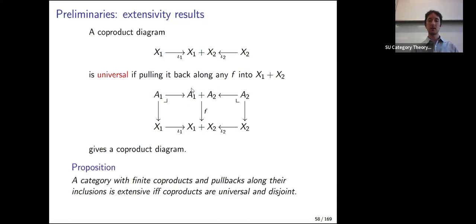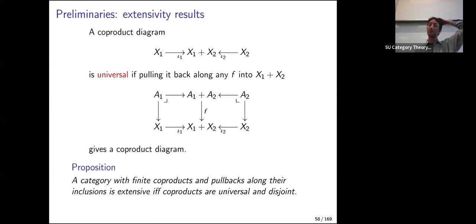Okay, and then it turns out that a category with finite products, coproducts, and pullbacks along coproduct inclusions is extensive if and only if coproducts are universal and disjoint. So this is quite a nice theorem. It gives us an alternative characterization of extensive categories, and it also tells us that coproducts are well behaved, if we consider well behaved to mean behaving like disjoint union of sets.